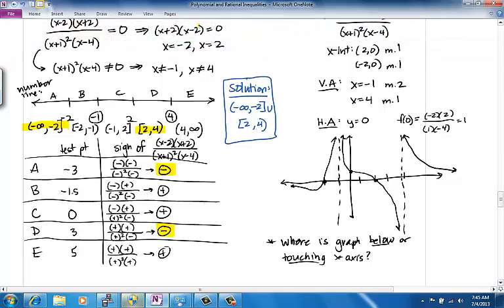It looks like on this stretch and this stretch. So our solution set would be negative infinity to negative 2, including negative 2 because we're touching the x-axis, and then 2 to 4, including 2 because we're touching the x-axis, but not including 4 because that's a vertical asymptote. And again, that matches exactly what we found from our algebraic solution.